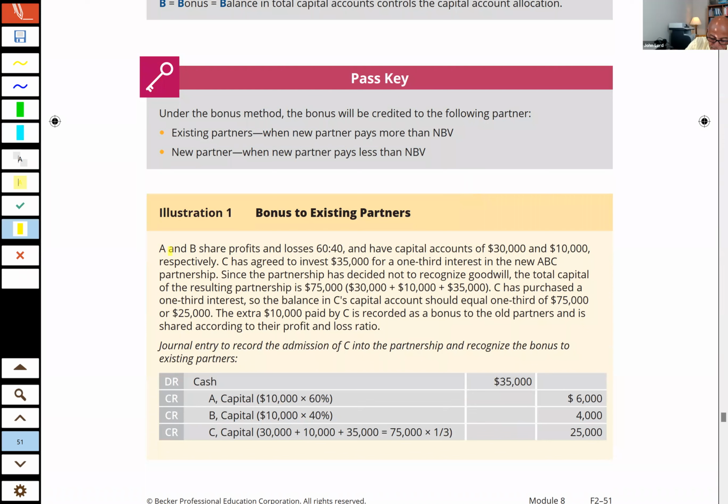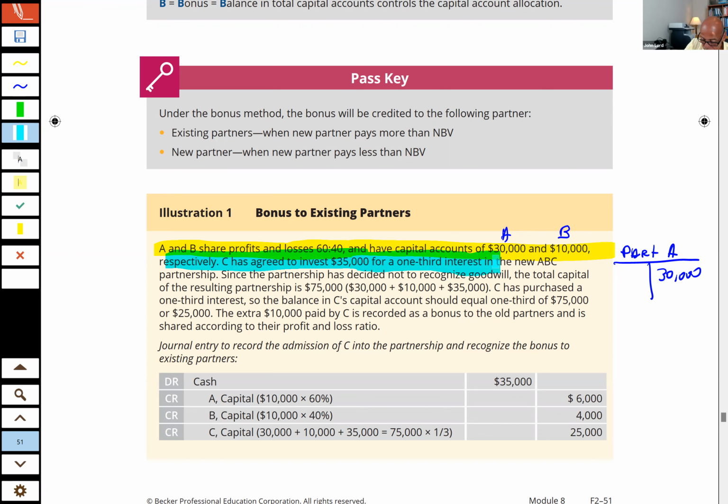Okay, so let's just go ahead and take a look at this example. They tell us that A and B share profits and losses 60-40, and that's before the new partner comes along, and they have capital accounts of 30,000 for partner A and 10,000, excuse me, for partner B. Now I'm going to go ahead and set up partner A's T account for their equity, and you'll see why here in a couple of seconds, okay? And C has agreed to invest 35,000. Now, if they tell me that, I know I'm going to either have to use bonus or goodwill. This is not the exact method, right? And it's going to yield partner C a one-third interest in the new ABC partnership for 35,000.